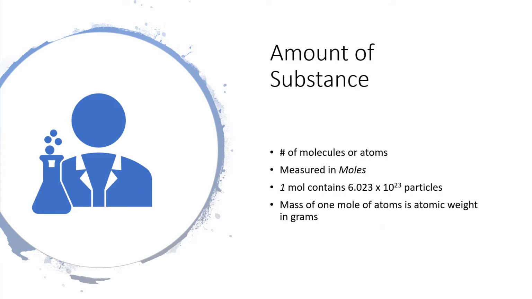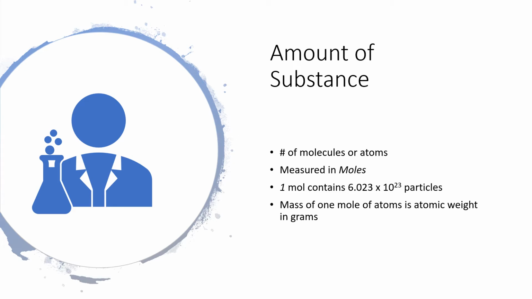All right, the amount of substance. If you've had chemistry, you're probably aware that the number of particles in a mole is 6.023 times 10 to the 23rd. 10 to the 23rd would be like 10 times 10 times 10 times 10, 23 times. So you can imagine that is a big, big number. If you have that number of atoms in your hand, then that weight is simply the atomic weight in grams.